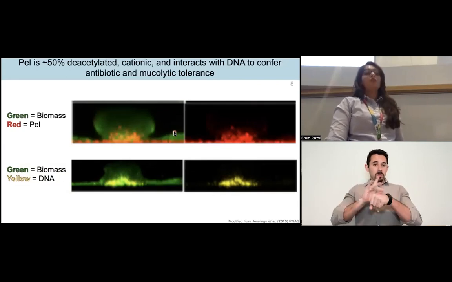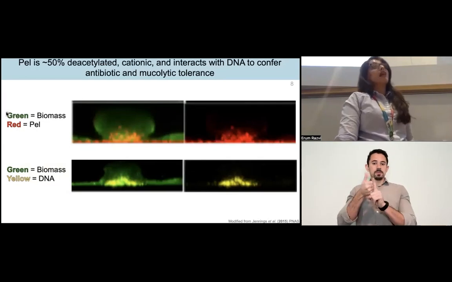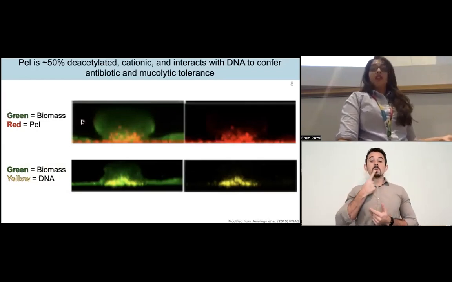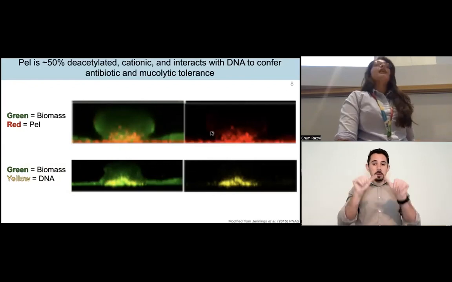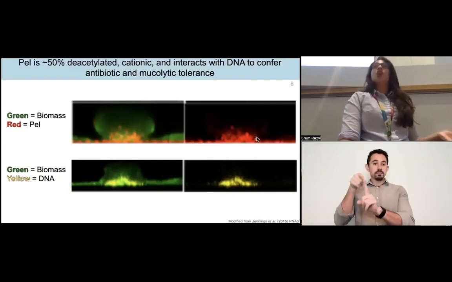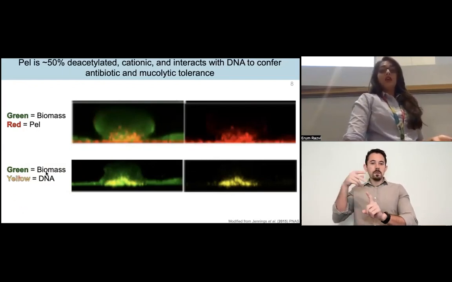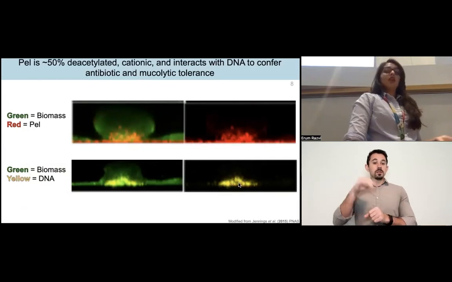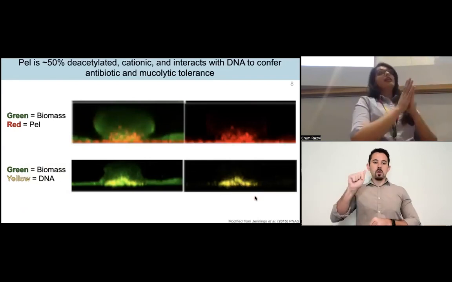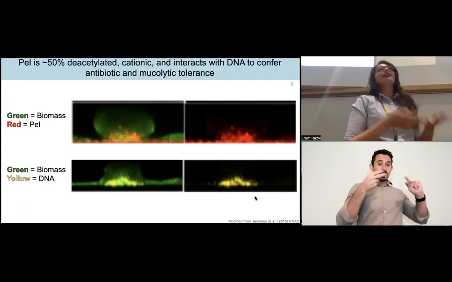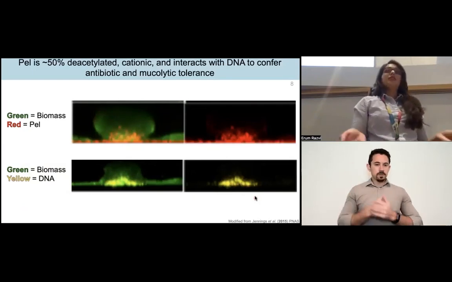Confocal imaging of mature PEL biofilms visualized using fluorescent staining, where green represents biomass and red represents PEL, showed that PEL biofilms form a characteristic mushroom shape and that PEL localizes to the biofilm stalk and periphery. Shown in yellow is DNA, which also localizes to the biofilm stalk. Other in vitro data shows that the PEL DNA interaction confers antibiotic and mucolytic tolerance. So how is the PEL exopolysaccharide made?